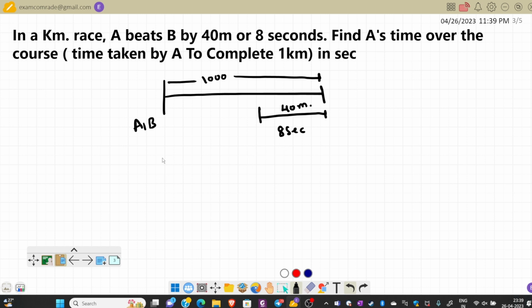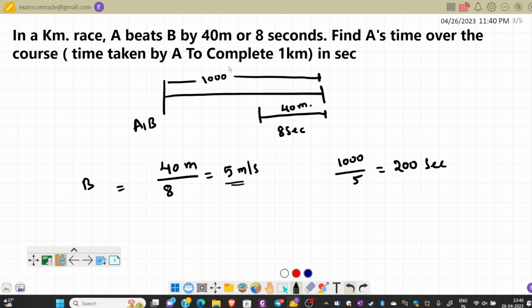So for covering 40 meters, B takes 8 seconds. So his speed is 5 meters per second. What is asked in the question is the time taken by A to complete. Time taken by B at his speed of 5 meters per second, for 1000 meters, will be 1000 by 5, that is 200 seconds. Whereas A will take 8 seconds less, so that is 192 seconds. Okay, let's go to the next question.